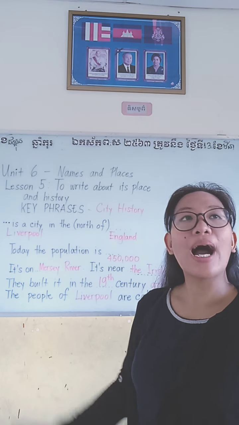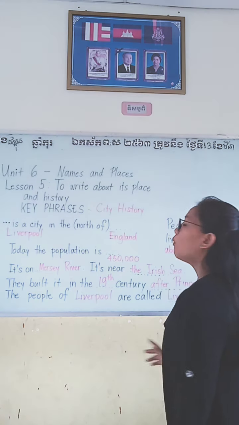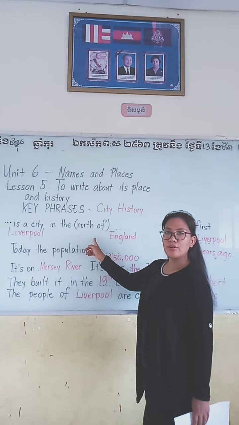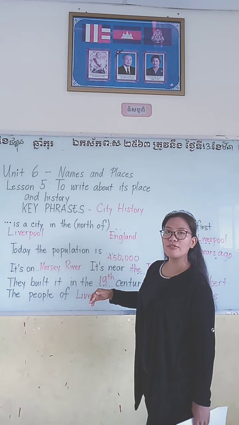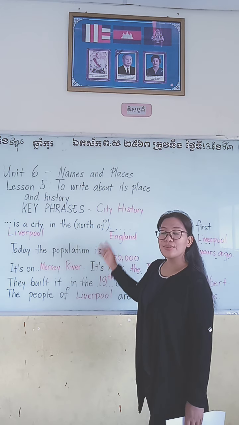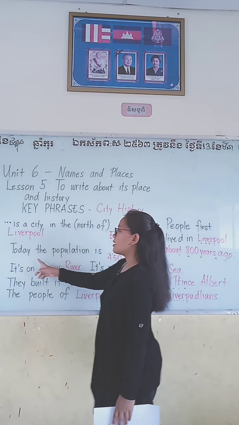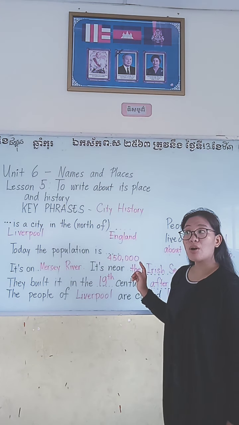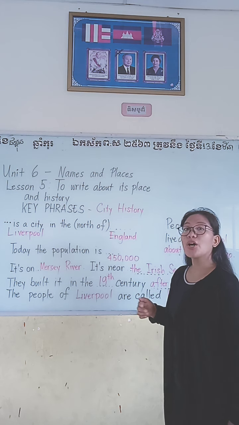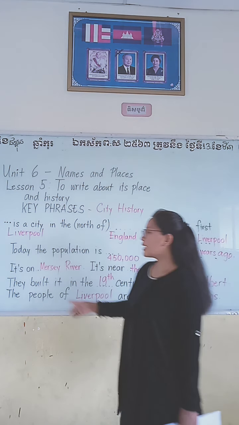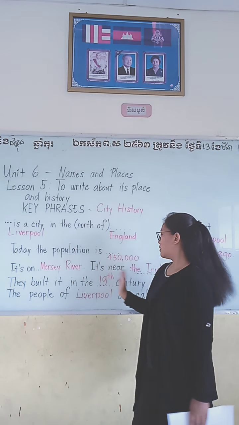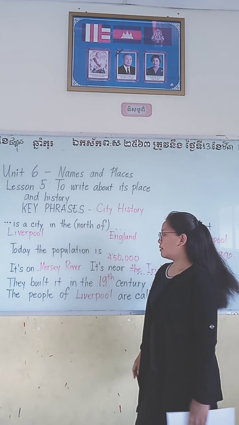Okay, now I will repeat again. What are the key phrases you need to know? Okay, "is a city in the north of," or if that city is south of, then you have to write about it. Next, "today the population is." When we say that, we talk about the number of people. Next, "it's on." Where is it located? Near the sea or near the mountain or near the river.